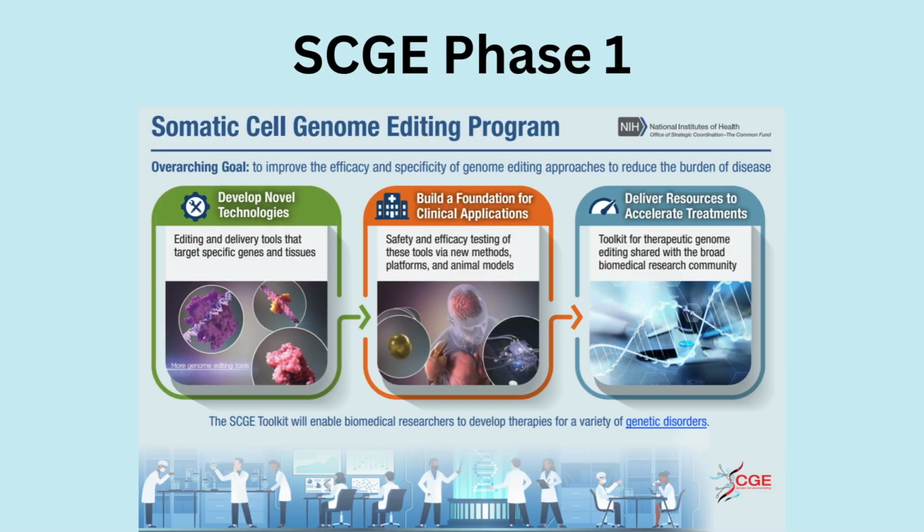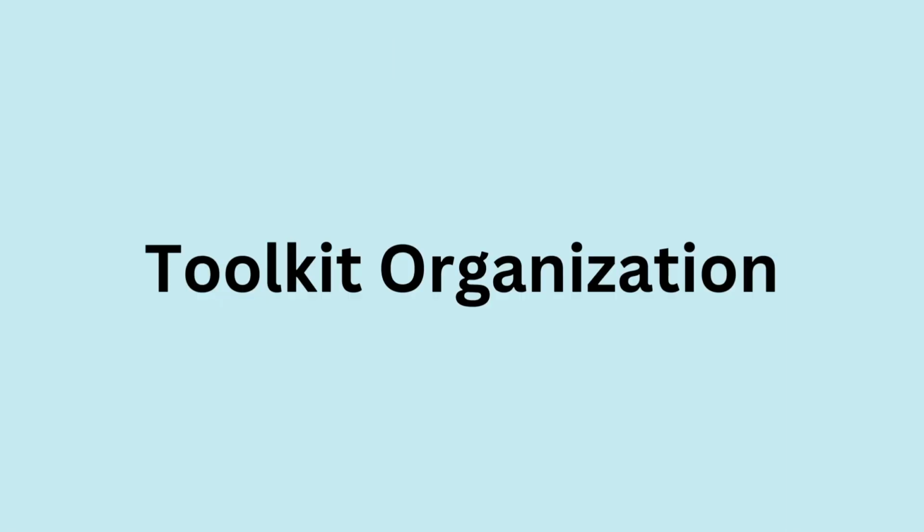In Phase 1, the SCGE worked to improve the efficacy and specificity of genome editing approaches. The program has developed a genome editing toolkit to disseminate novel strategies, technologies, and learnings to the broader scientific community. The toolkit contains a lot of information from consortium researchers, and there are different ways to view this information.